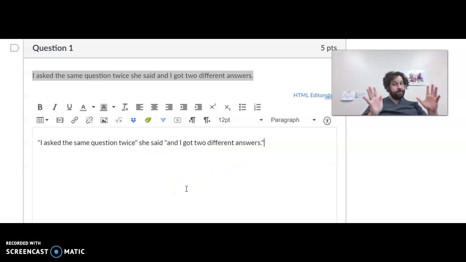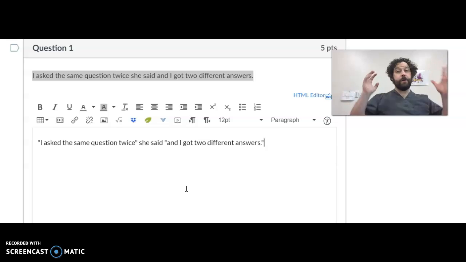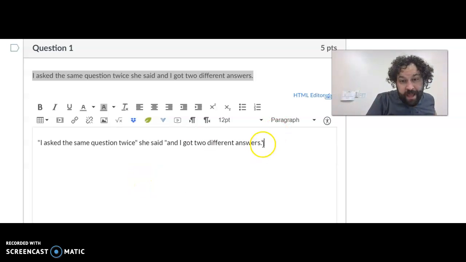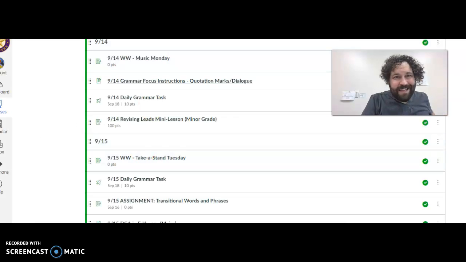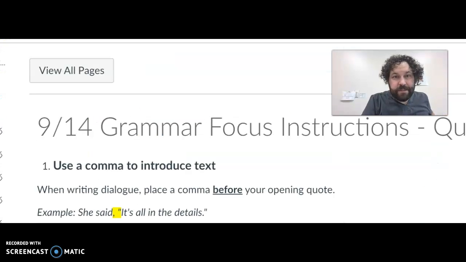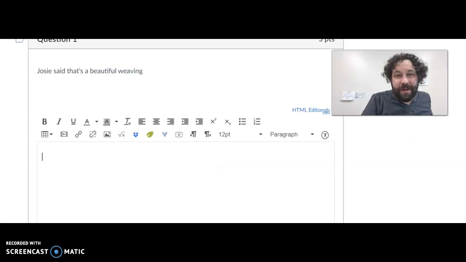Now, we've got the quotation marks in the right place, but we need to put punctuation in other places. Well, we've got end punctuation here for the end of the sentence. That's great. What about right here? What do we do in this space? I asked the same question twice, something. Let's look onto this other page. That's not it. It's here. There we go.